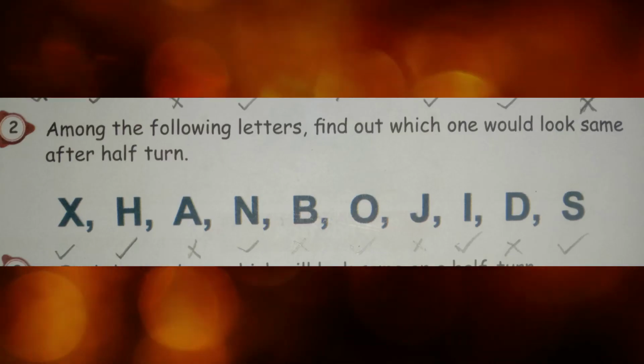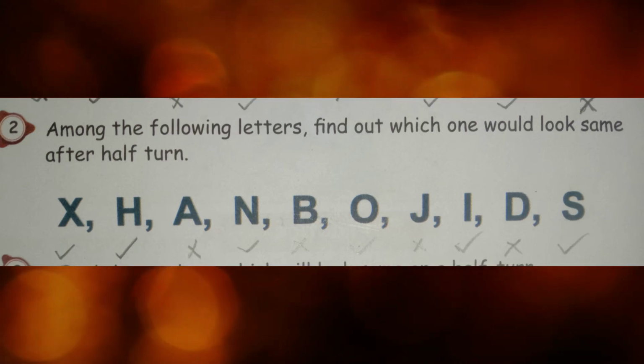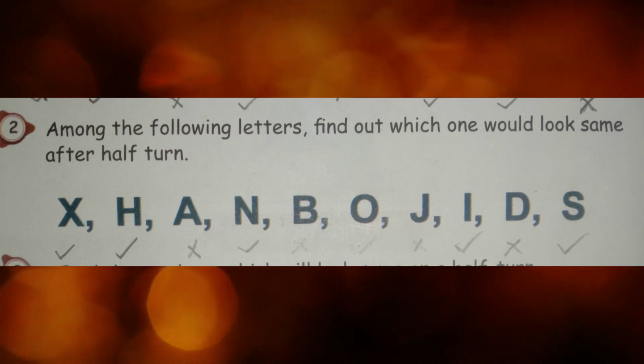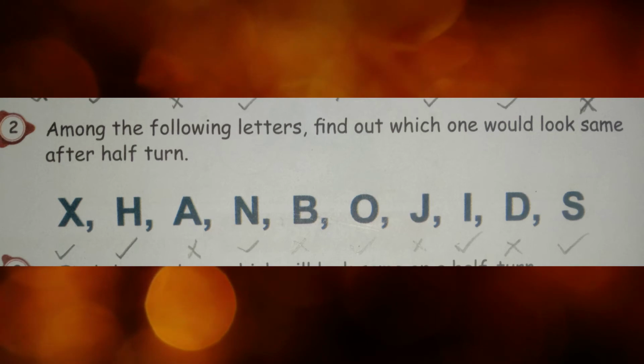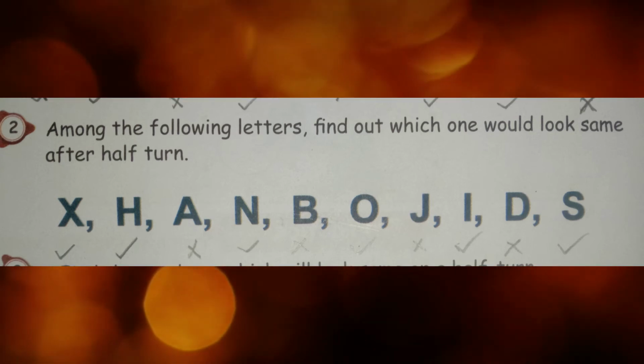Now let us move on to the second one. Among the following letters, find out which one would look the same after a half turn. After a half turn, if the letter looks the same, we should put a tick mark for it. Okay, let us see the letters one by one.